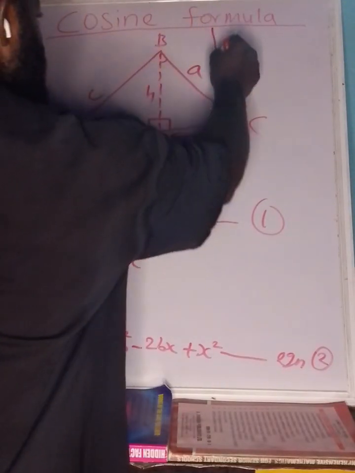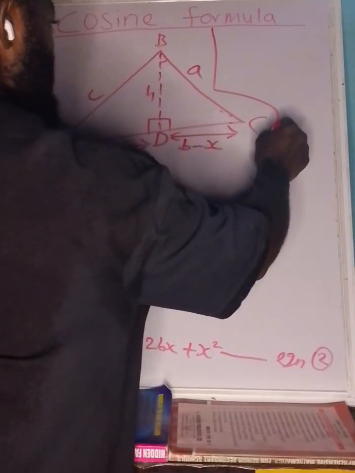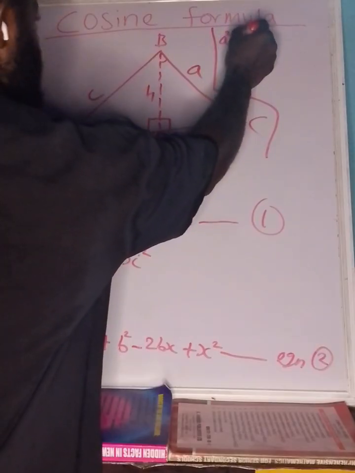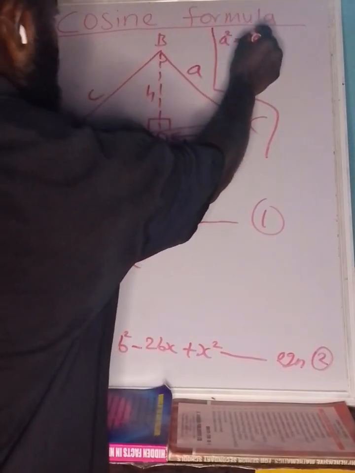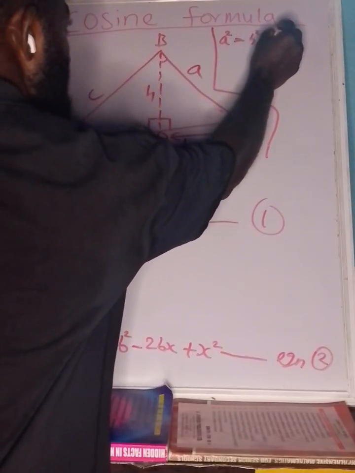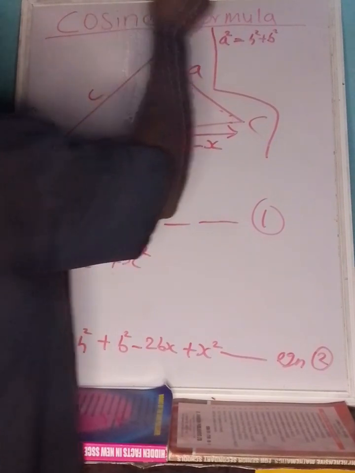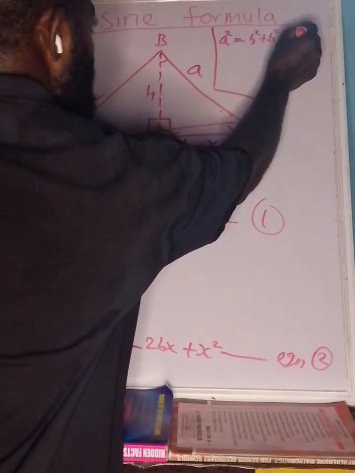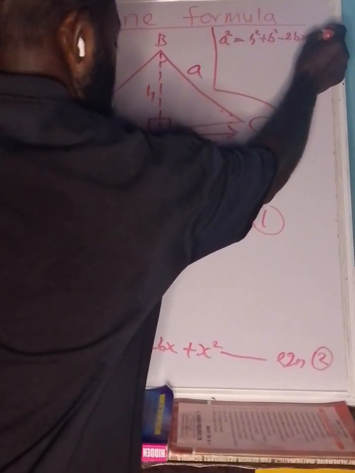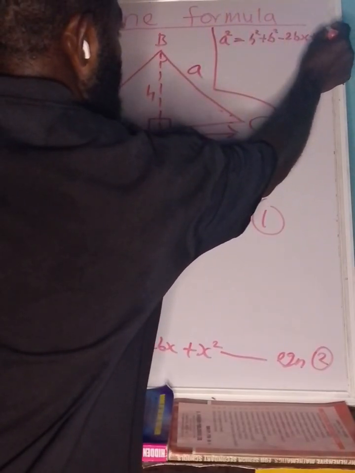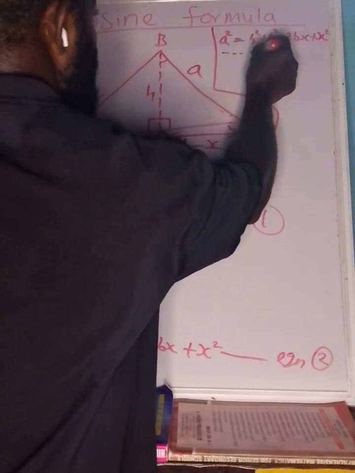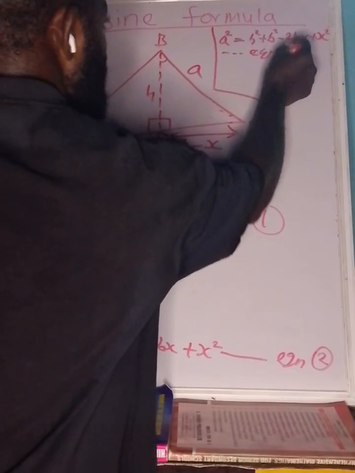Please pardon me, my board is very small. Okay, we have a squared. A squared is equal to what? A squared is equal to h squared plus b squared minus 2bx plus x squared. You understand? That is our equation 2. Please don't forget, that is our equation 2.